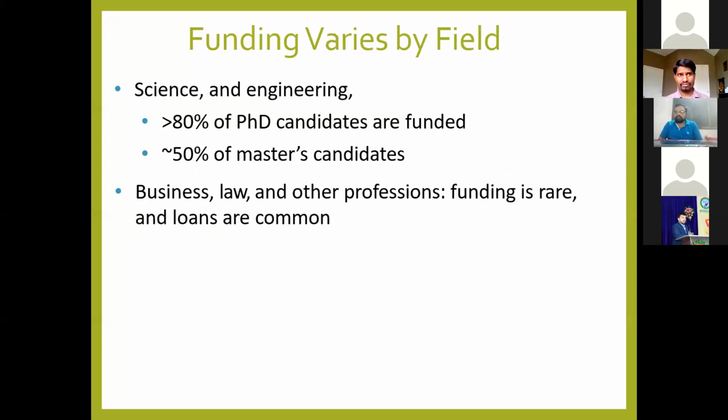Okay, so the funding for your program varies by field. So most of the science and engineering, if you apply for a PhD program, almost all of them, to my knowledge so far, get scholarship. If you get an admit, you get funding for the PhD program. Not all master's programs offer you funding. Typically less than 50% of master's programs offer funding, based on how good a candidate you are, how good scores you have in your GRE and TOEFL exam scores.